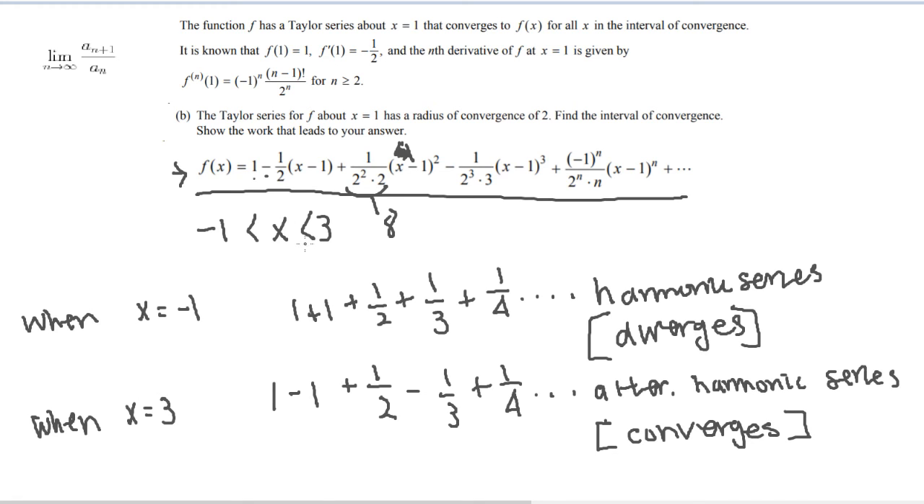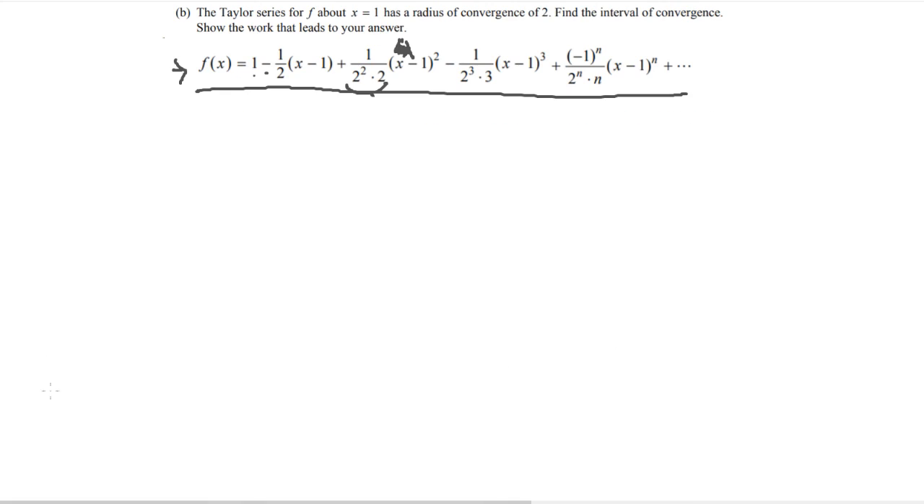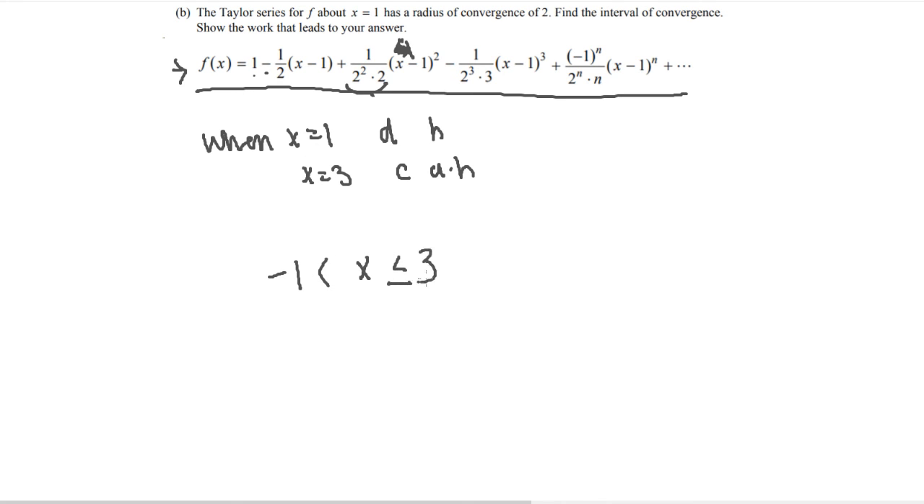Thus, your answer will be like this. When x equals negative 1, it diverges, and when x equals 3, it converges, as harmonic series and alternating harmonic series. Your answer will be like this, and this will be your final answer for part B.